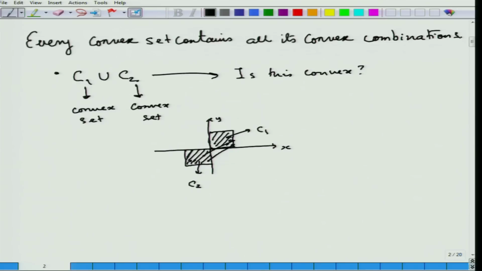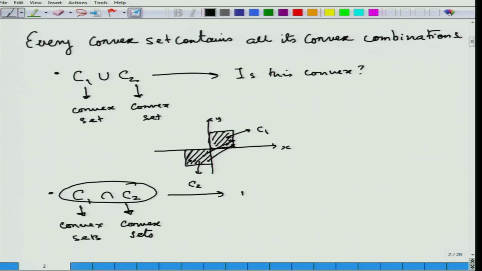So, if that dissatisfies you, we will give a positive result. What about C1 intersection C2? If both of these are convex sets, then this intersection itself is a convex set.